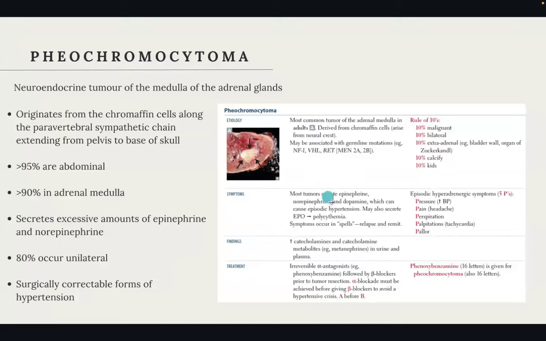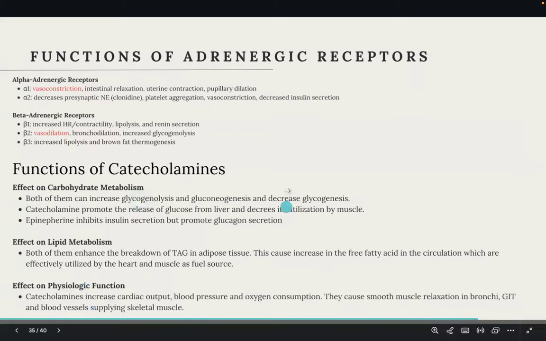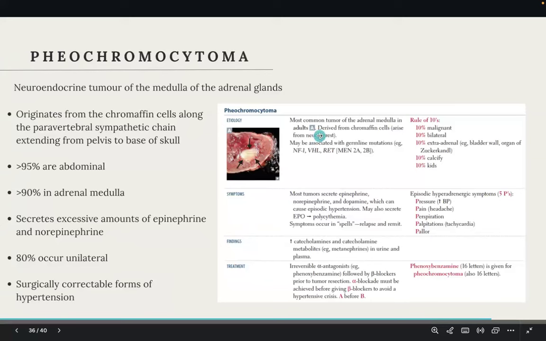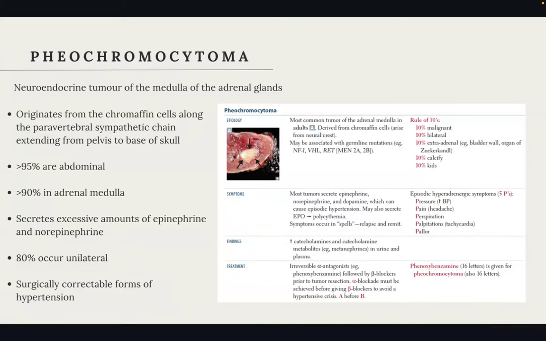Basically, most tumors secrete epinephrine or epinephrine and dopamine, which are basically our catecholamines. What will they do? Again, remember the physiological effects, which means they're going to cause tachycardia or increase in the cardiac output. They're going to cause hypertension, all of this. So basically, a way you can remember it is by the 5 Ps: pressure, pain, perspiration, palpitation, pallor. All of these are the physiological effects of epinephrine. Now, is it all the time? No, it's in an episodic fashion or spells of this pressure, pain, perspiration, palpitation, pallor. So this is going to be the cause.